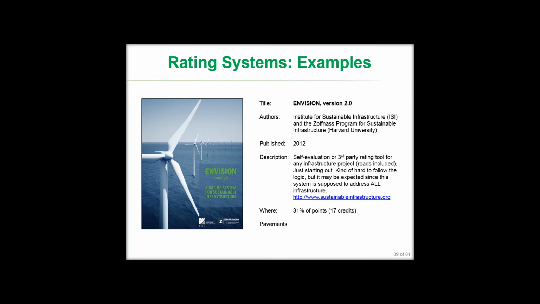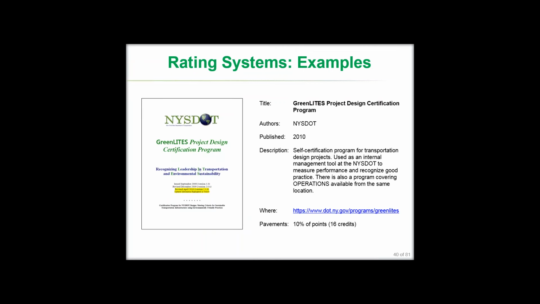Envision, version 2.0, comes from ISI and a collaboration with Harvard University, as you can see, first published a couple of years ago, and it's a self-evaluation or third-party rating tool. It's an infrastructure systems tool, so it applies to all infrastructures, but can apply to roads and pavements. And about a third of the points, or 31%, have something to do with pavements.